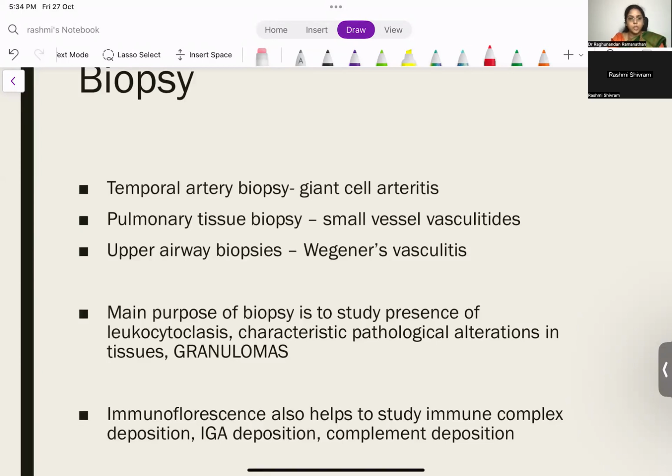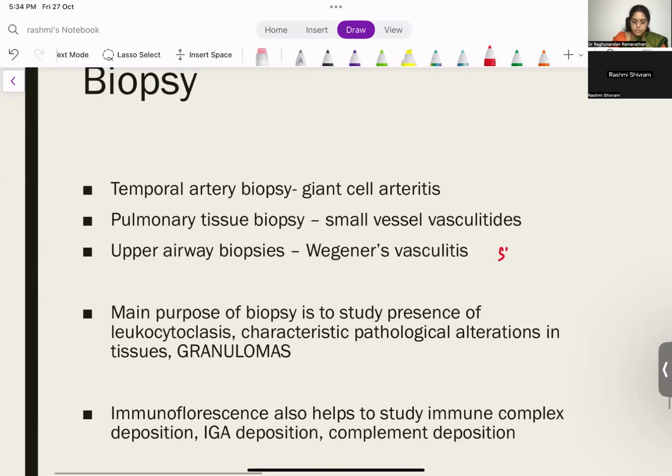Next is pulmonary tissue biopsy, which we do to show the small vessel vasculitis. Upper airway biopsies for granulomatous vasculitis while doing for sinusitis. When the patient is having sinusitis, probably you can do an upper airway biopsy. So the main purpose of biopsy is to study the presence of leukocytoclasis. You can see immune complex deposition. You can see the characteristic pathology in the renal tissue. Also, the most important one, granulomas. You can also find out granulomas. Where do you find the granulomas?